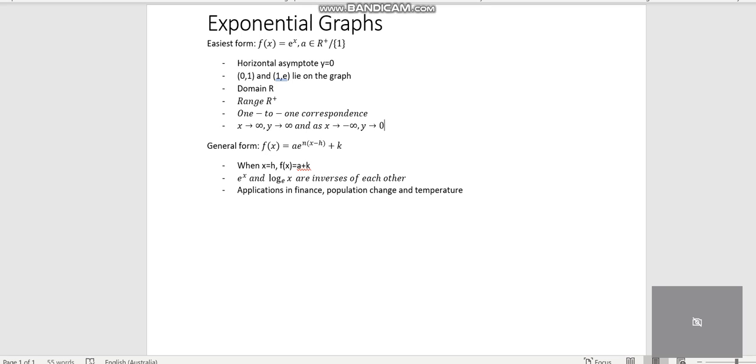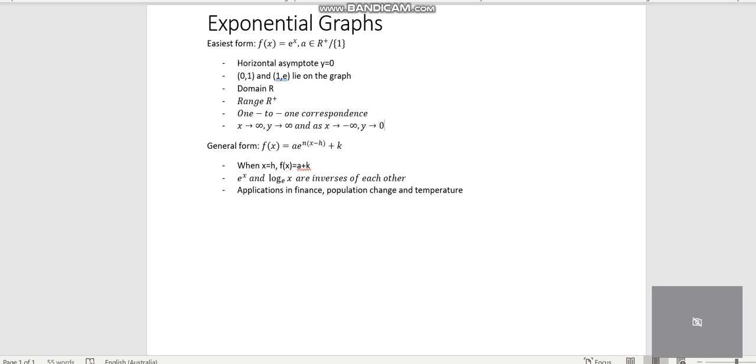Okay, so in the general form, f of x equals a e to the power of n bracket x minus h bracket plus k. One of the things you should realize is that when x is h, the exponent h minus h is 0, so e to the 0. Since e is a constant, raised to the 0 it is 1. So when x is h, f of x is just a plus k.